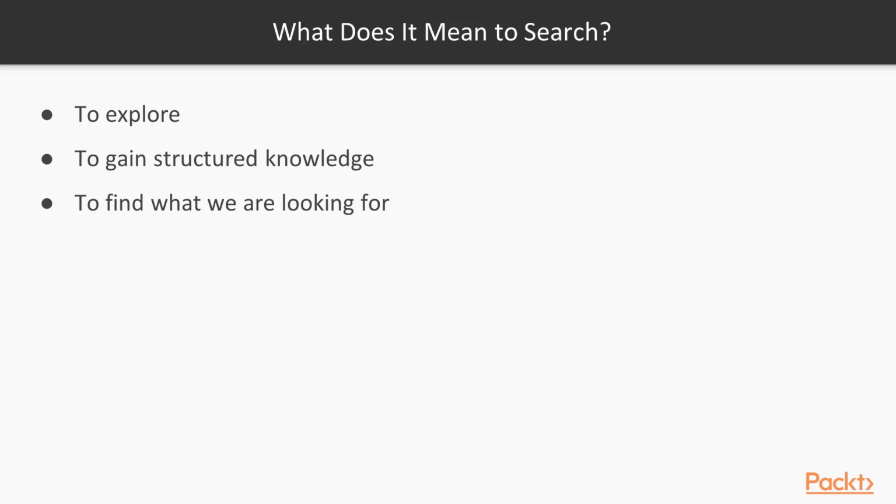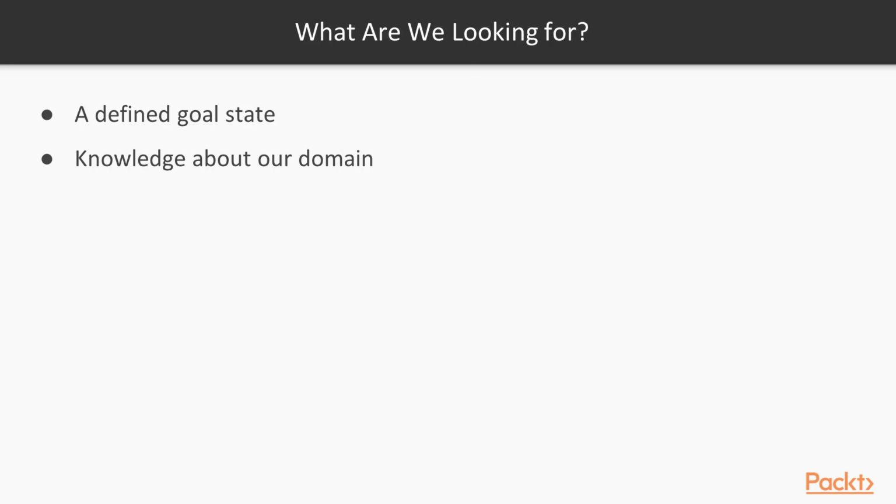When searching, we can either search the entire graph to explore the graph and gain knowledge about the structure of the graph, or we can search for a specific thing within the graph, usually a vertex that represents our goal state. So what exactly are we looking for? A goal state can be many things. It can be a geographic location, a solution to a puzzle, a node in a network. It all depends on what the graph represents.